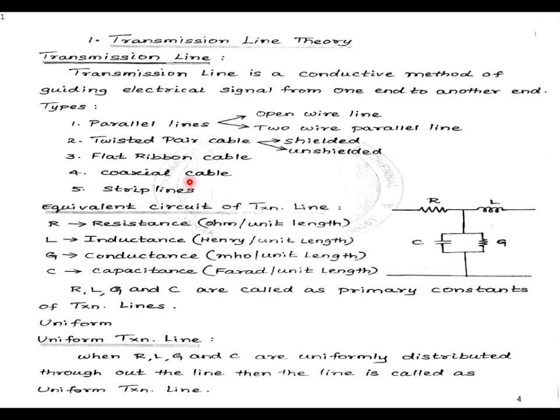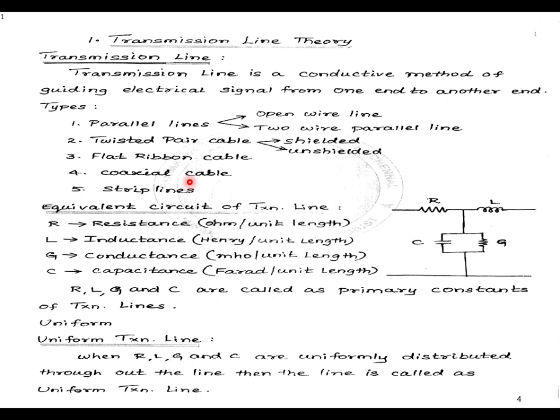We have 5 types of transmission lines, that is parallel lines, twisted parallel cable, flat ribbon cable, coaxial cable and strip lines. And in transmission lines we have primary constants and secondary constants. Primary constants are resistance, capacitance, inductance and conductance. These 4 are the primary constants of the transmission line.